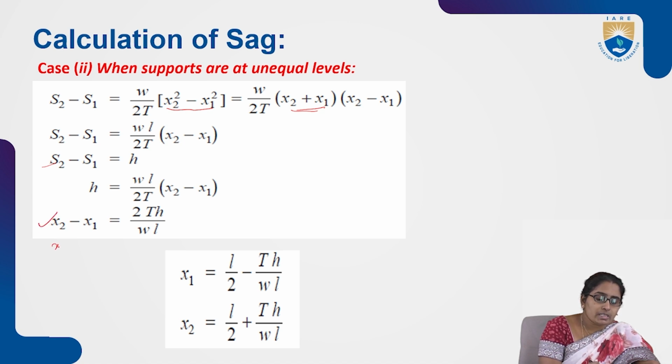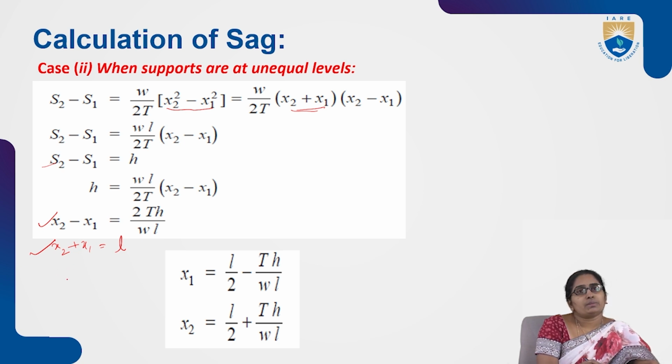And we know that the sum of x1 and x2 is equal to L, right? So if we simplify these two expressions, we will get the expressions for x1 and x2. You can see here, x1 is equal to L by 2 minus TH by WL, and x2 is equal to L by 2 plus TH by WL. So these are the two expressions for x1 and x2.